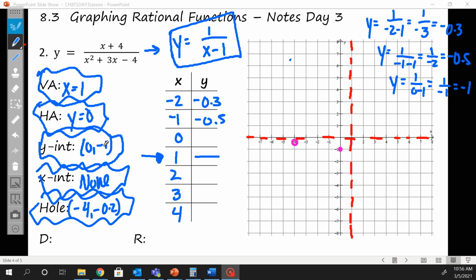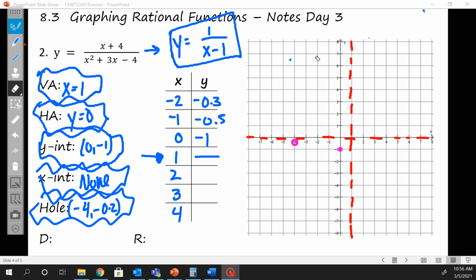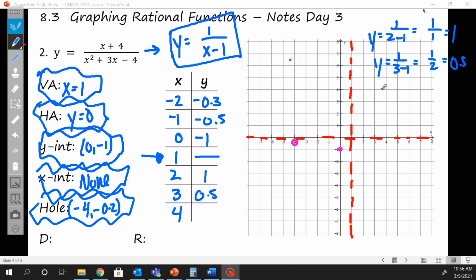Oh yeah, I already have that. It's the y-intercept. If I had realized that, I could have saved myself a little bit of work. All right, we'll plug in 2, 1 over 2 minus 1, which is 1 over 1, so 1. Plug in 3, 1 over 3 minus 1, which is 1 over 2, so 0.5. And plug in 4, 1 over 4 minus 1, which is 1 over 3, 0.3.